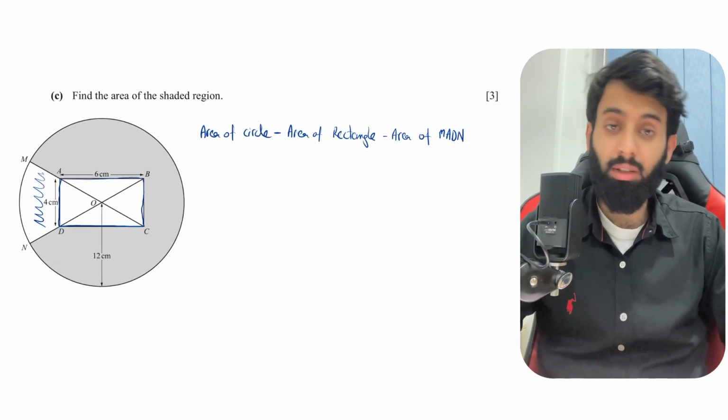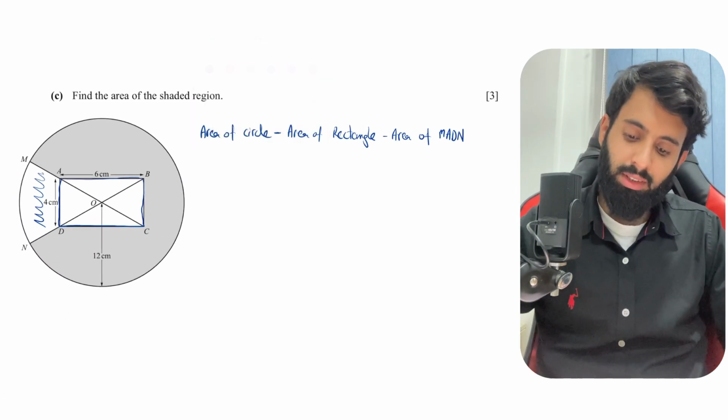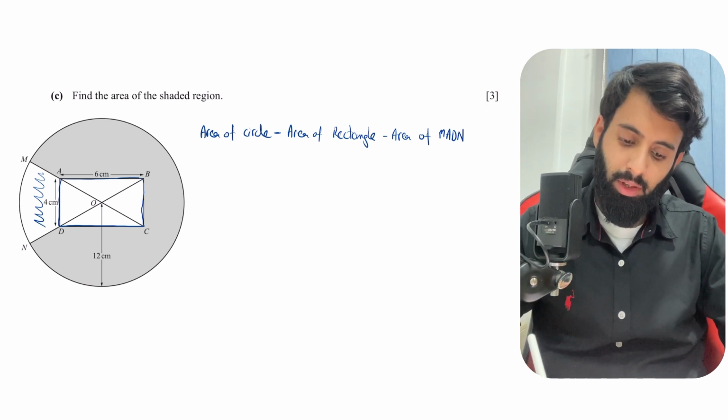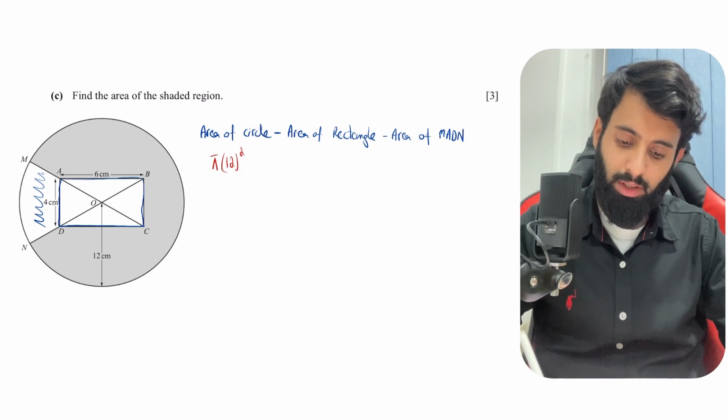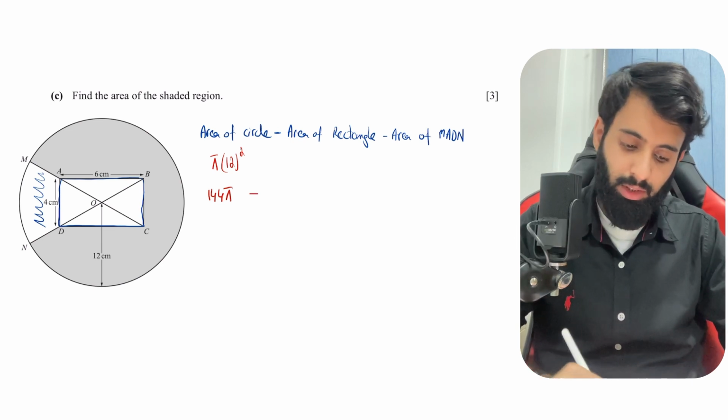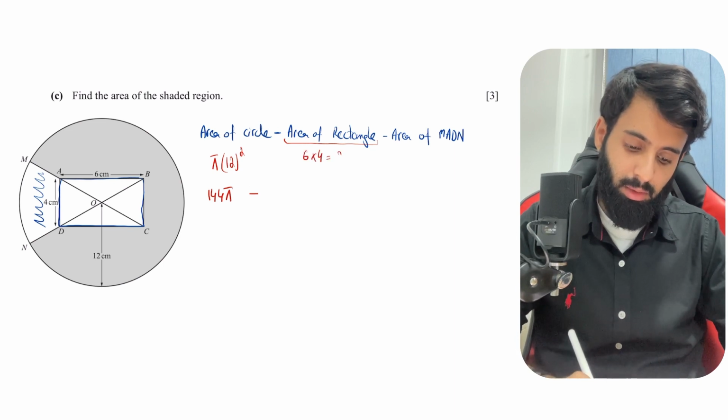How exactly are we going to do it? Let's find out. As far as the area of the circle goes, that is something we can work out very easily. The area of the circle is going to be pi times 12 squared, so we'll just park it over here, 144 pi, minus the area of the rectangle. The area of the rectangle is going to be 6 times 4, which is equal to 24. So that means minus 24.